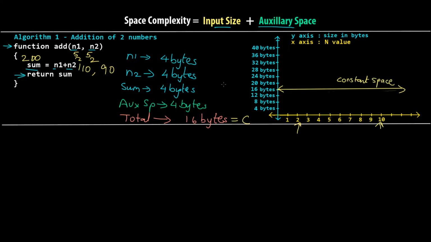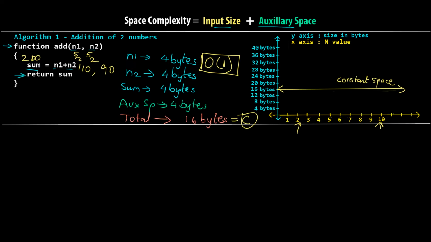Now the way we represent constant space or constant behavior is by big O of 1. So the final result would be O of 1, because it is a constant. No matter what the input or whatever value you are giving, the size that this program is occupying is more or less going to be 16 bytes only. Hence this algorithm can be considered as an O of 1 space complexity algorithm. So I hope you're understanding this. If you've seen the time complexity videos, this should be easy to understand.